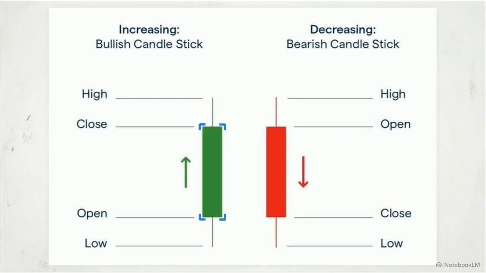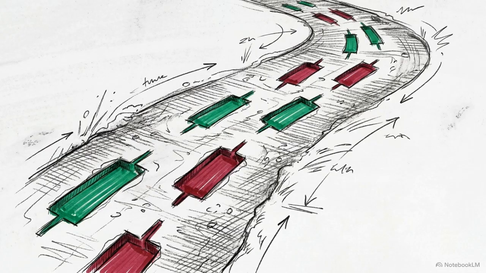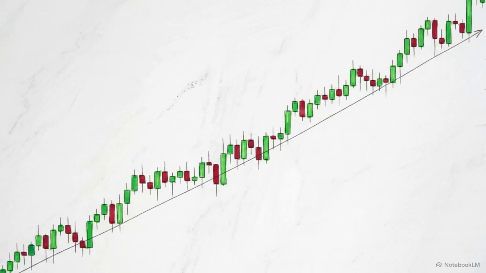The solid body shows the distance between opening and closing prices. The thin lines above and below show the absolute high and low. Green indicates buyers pushed the price up, while red means sellers drove it down. Before you can map the broader market, you have to read these individual psychological footprints left behind by the buyers and sellers. Once you understand single candlesticks, you can start identifying historical trends.